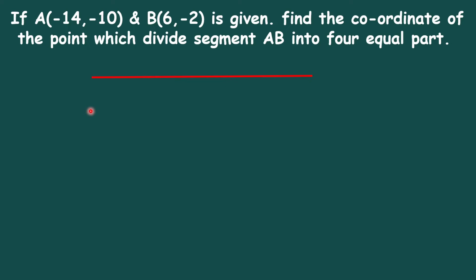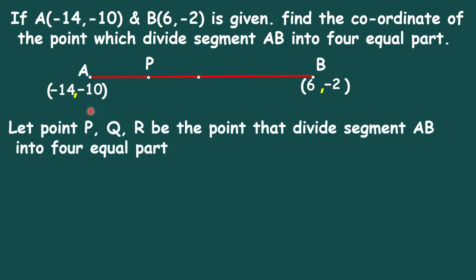Let the segment joining the point A having coordinate -14, -10 and B having coordinate 6, -2. Let the point P, point Q, point R be the point that divide the segment AB into 4 equal parts. Therefore, the first part AP is congruent to second part PQ, is congruent to third part QR, is congruent to fourth part BR.